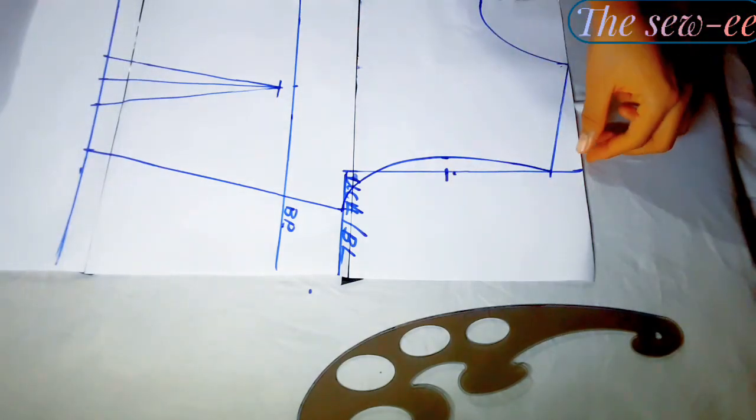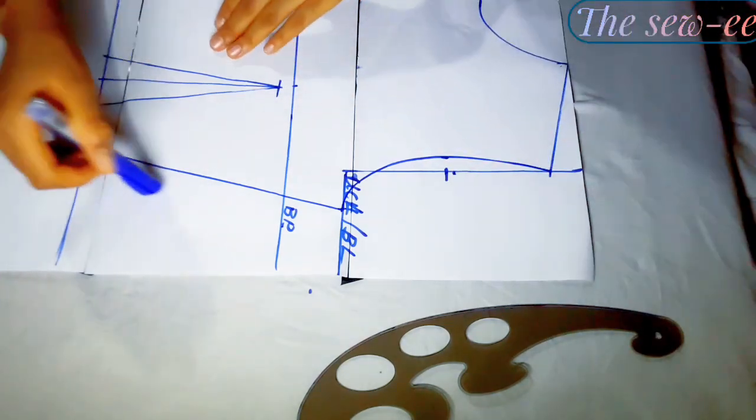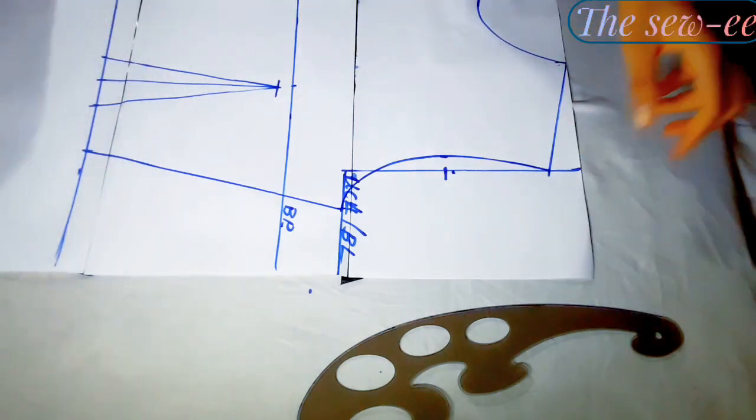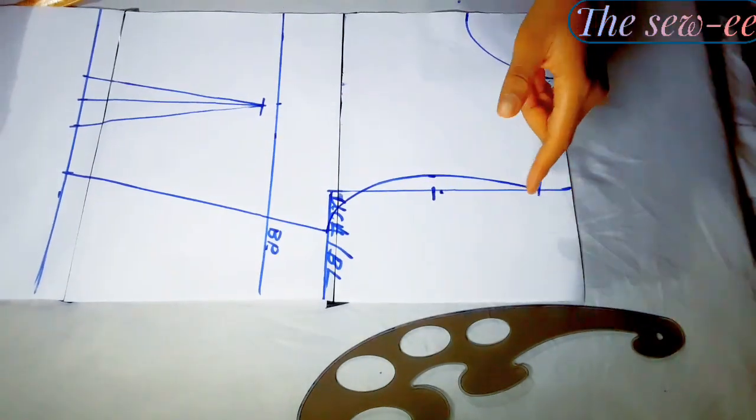So you're done making your basic bodies. If you're to make it up, you could just add your seam allowances, and then you've made a fitted top. All right, so now let's go into the corset proper.